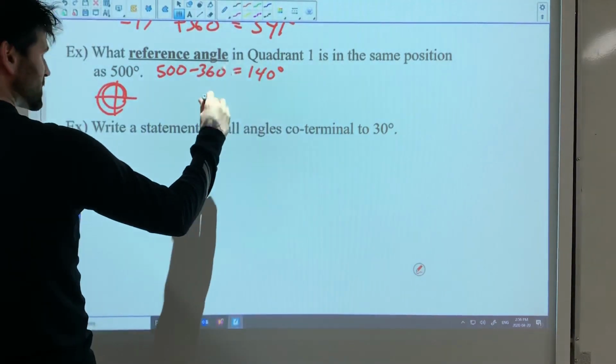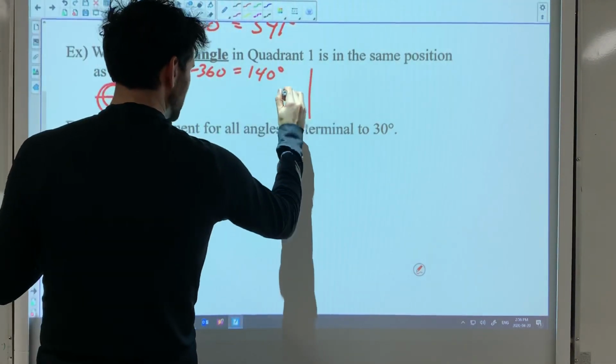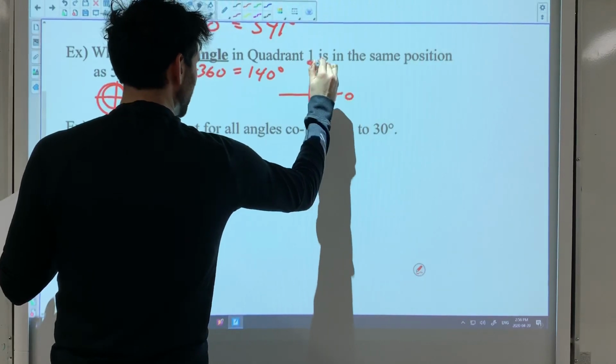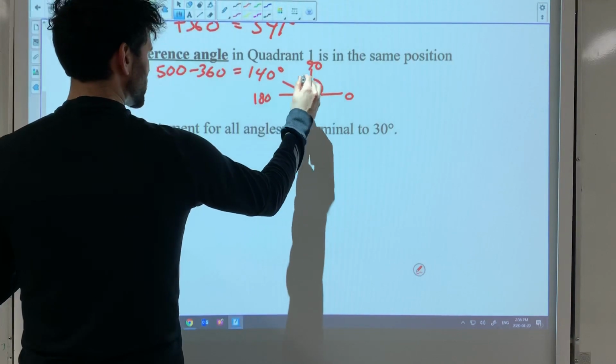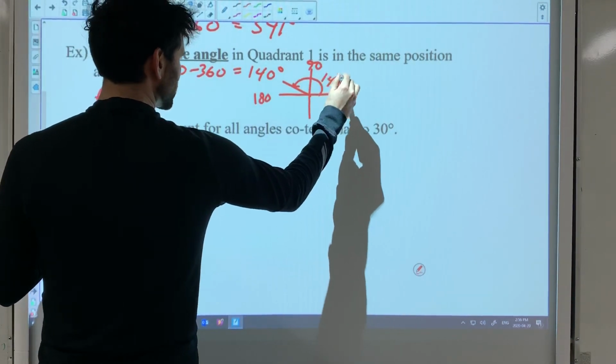Now let's think about this for a second. If I sketch 140 degrees, that's 0, that's 90, that's 180. So I know that 140 is somewhere in quadrant 2, so I rotate that far around, 140 degrees.